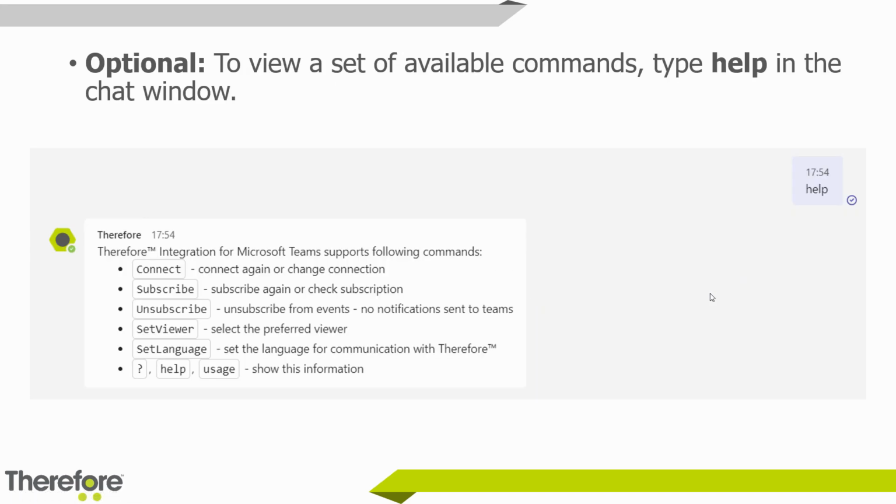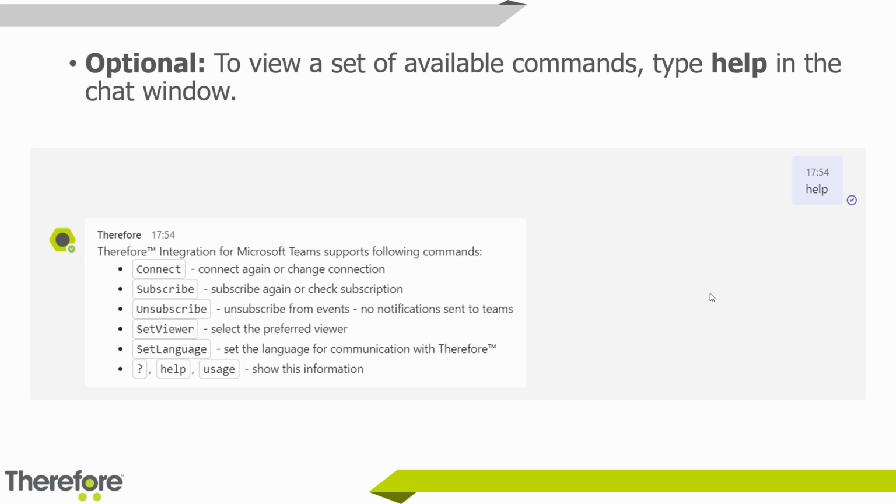There's also an option to view a set of available commands, and typing help into the chat is an easy way to review these different settings that you have control over with the app. Beyond connecting, you can also subscribe or unsubscribe. Unsubscribe, I will say, is not the same as disconnecting. It's just essentially putting the app on silent mode. You won't receive notifications as long as you are unsubscribed, but you will stay connected.